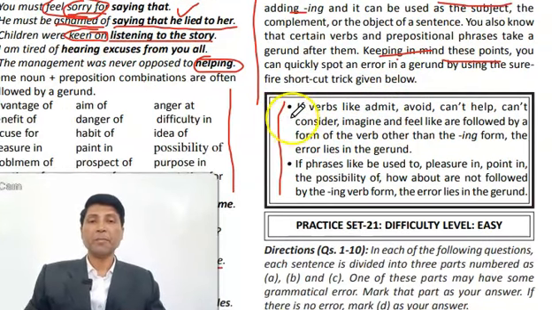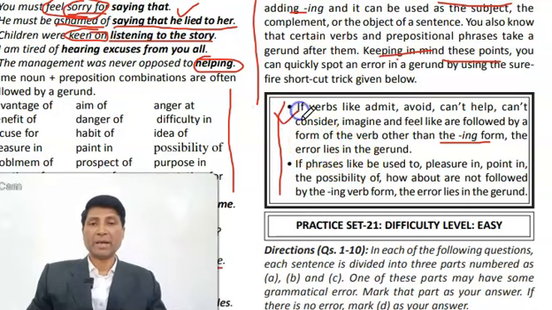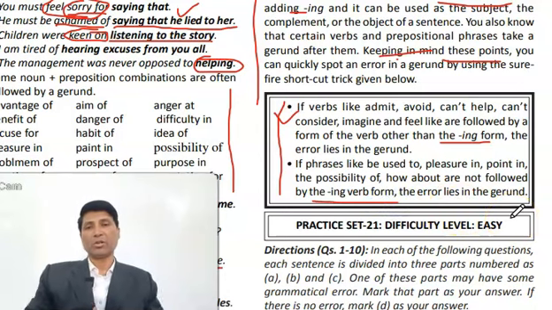What they say. If verbs like admit, avoid, can't help, can't consider, imagine, and feel like are followed by a form of the verb other than ing, the error lies in the gerund. Please memorize it. If phrases like be used to, remember it is not used to, it is be used to, pleasure in, point in, the possibility of, how about are not followed by the ing form of the verb, that means gerund, the error lies in the gerund.